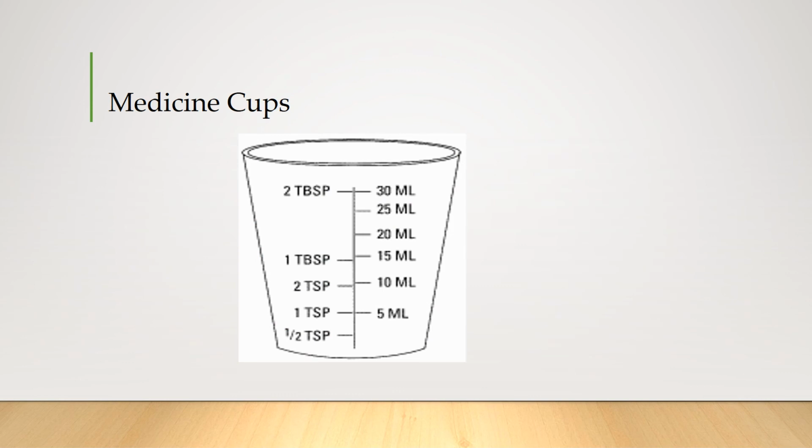I also want to talk about medicine cups just a little bit. We use these to measure liquids, and you'll see the measurements on the cup. You have medicine cups in your skills bag. I would highly recommend that you get one out and look at it. If we're looking at household measurements, half a teaspoon is 2.5 milliliters. One teaspoon is 5 milliliters. A tablespoon is 15 milliliters, and 2 tablespoons is 30 milliliters. These medicine cups are all 30 milliliters.